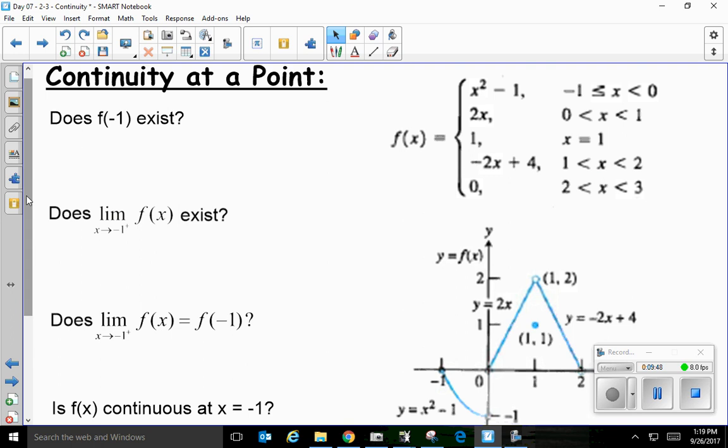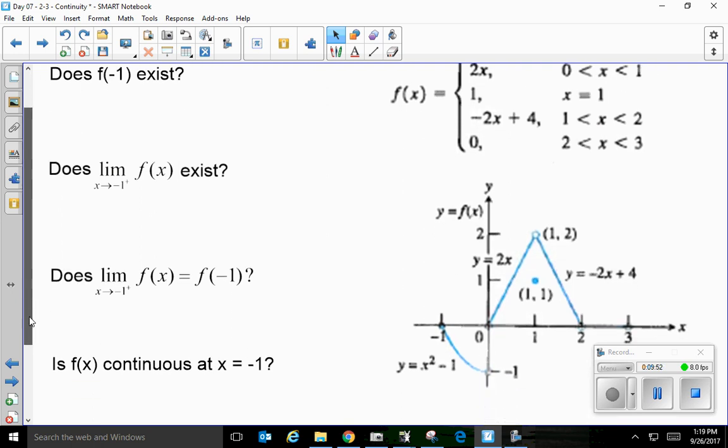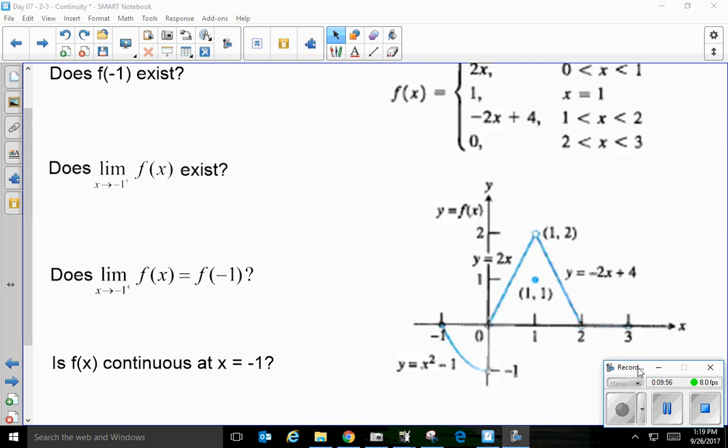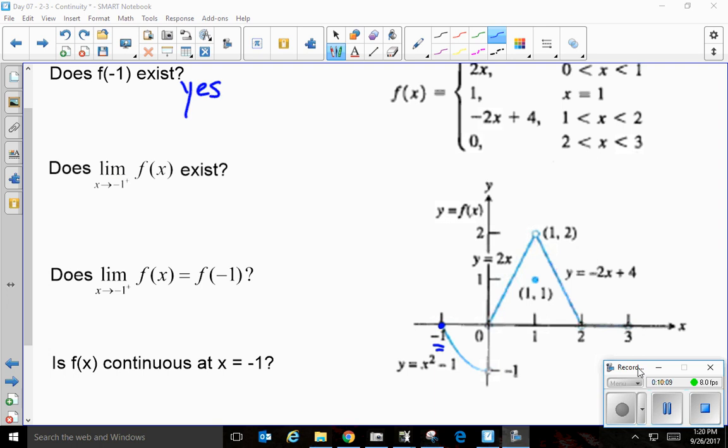Does f of negative 1 exist? If I were to put negative 1 into the function, do I get a value or is there a hole there or an asymptote? Let's look at our graph. Where is negative 1? Right here is where x is negative 1. Does it exist? Yes, it does. There's actually a point there. There is no hole, no asymptote.